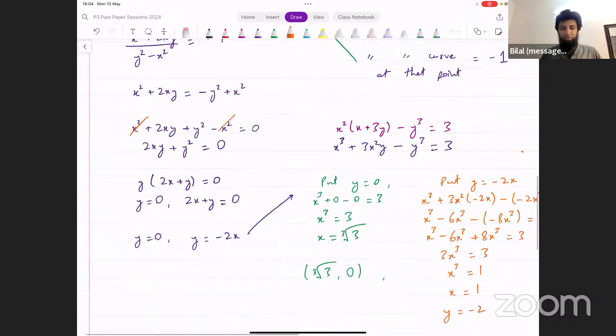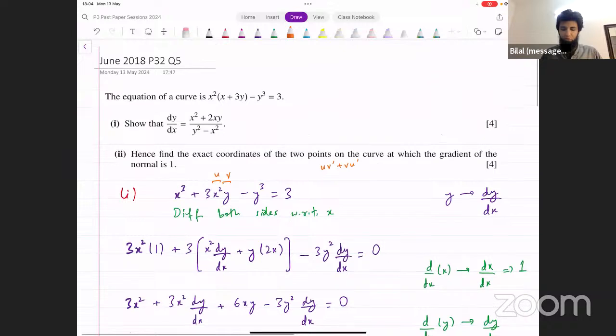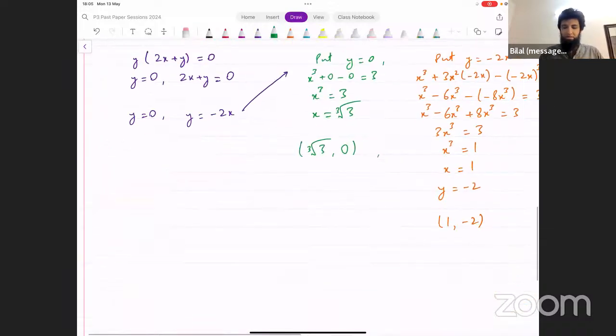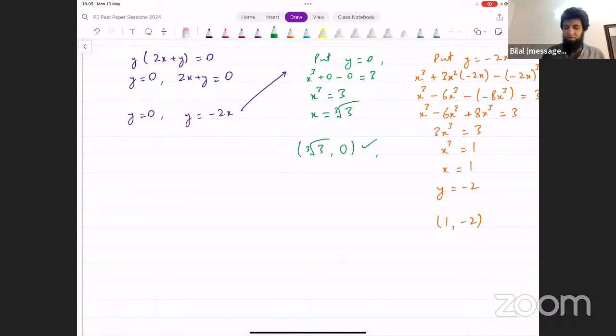Now we just look at the question statement. So it says find the exact coordinates of the 2 points. So we needed 2 points, and we've got 2 points. These are the final answers that we were looking for. These are the 2 points at which the gradient of the normal is equal to plus 1. Is that okay?